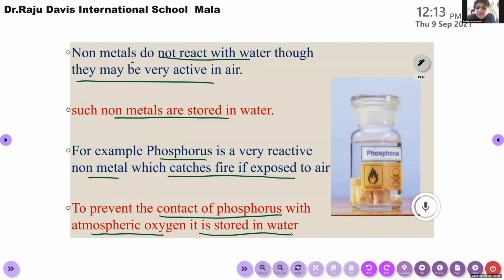Ma'am, but in water, oxygen is present, not in the free state, right? It's in the combined form, isn't it? Yes, H2O contains oxygen, but it's not in a free state. It's in the combined form, bonded with hydrogen, so it will not react with oxygen. That's a good question.